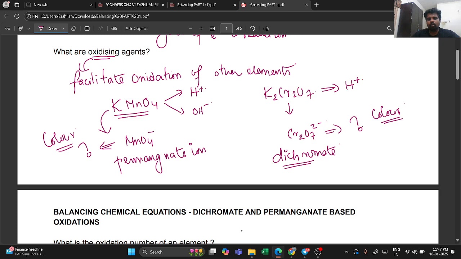So these are the two oxidizing agents. Basically, an oxidizing agent will oxidize other elements. We are going to see the examples later. As of now you need to have an idea about these two compounds alone: one is potassium permanganate, the other is potassium dichromate.